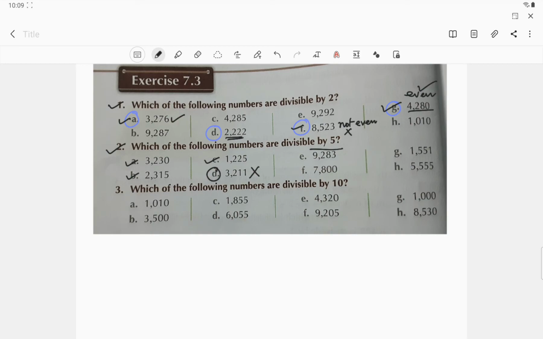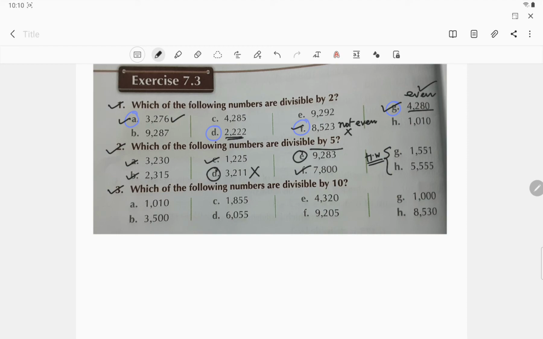So if you want to check, please divide 3211 by 5. Okay, so you will get a non-zero remainder. Similarly, E would not be divisible by 5 since it contains 3 in the ones place. F number, obviously 0 is in the ones place, so it is divisible by 5. G number and H number, please you try.